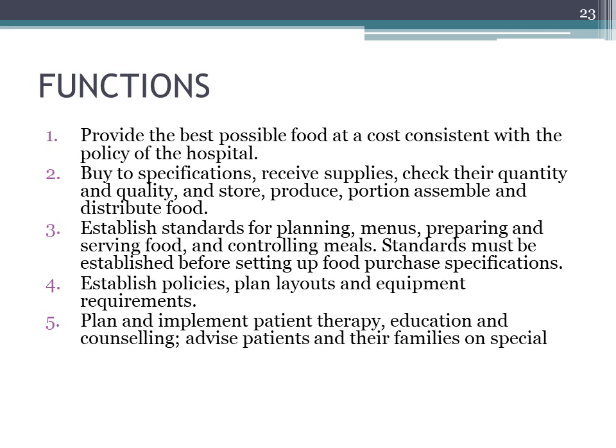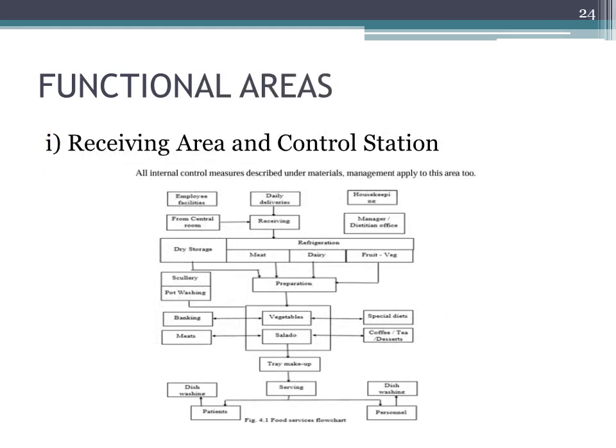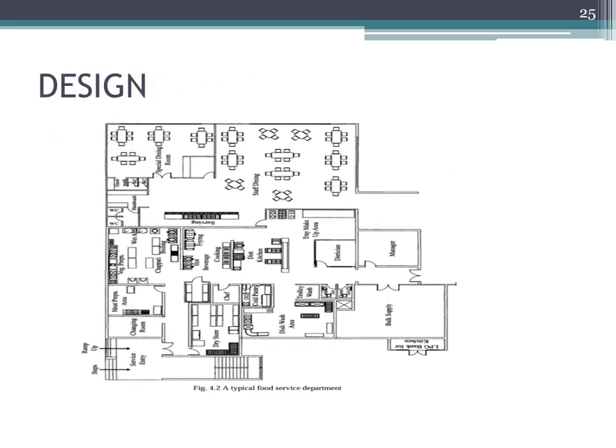Establish policies, plan layouts, and equipment requirements. Plan and implement patient therapy, education, and counseling. Advise patients and their families on special diets. Receiving area and control station. All internal control measures described under materials management apply to this area too. The food service flow chart. Design a typical food service department.